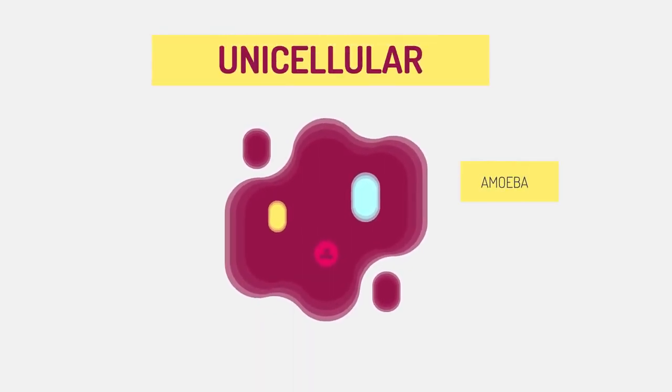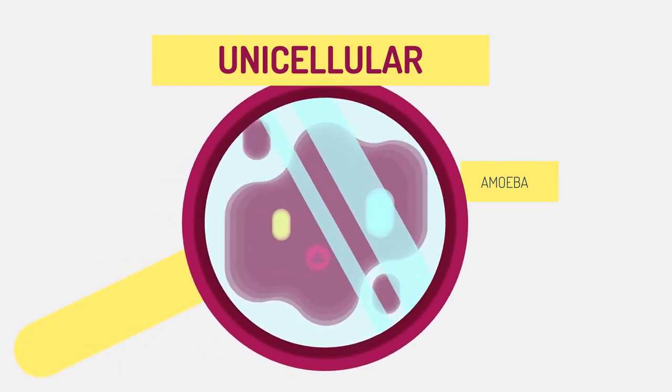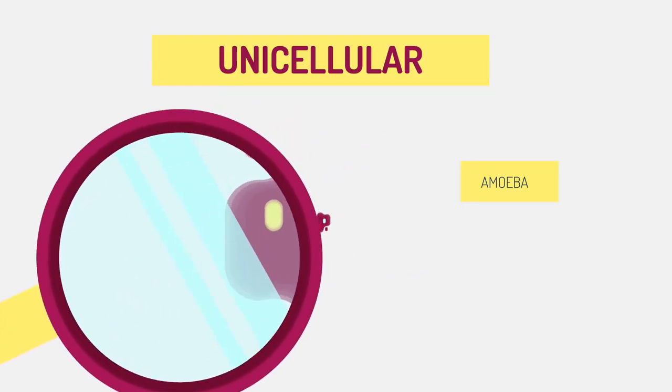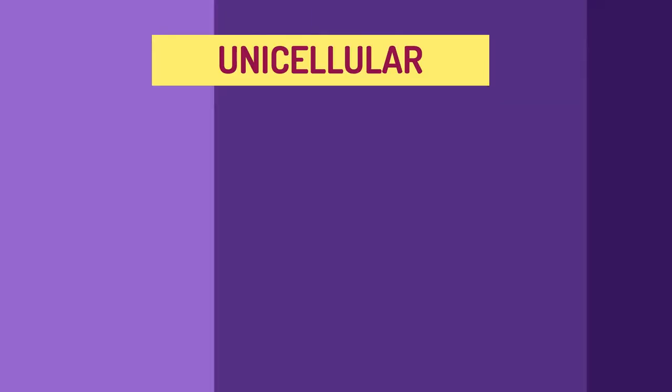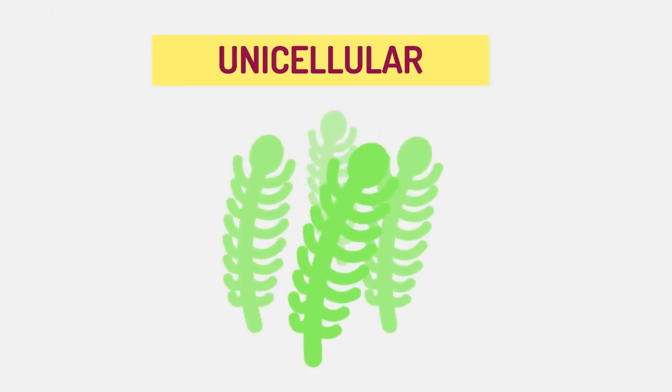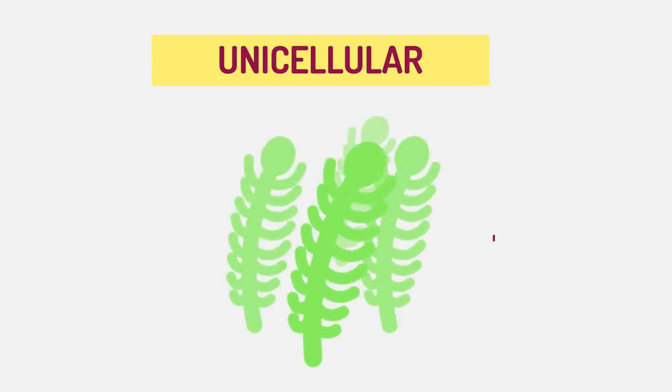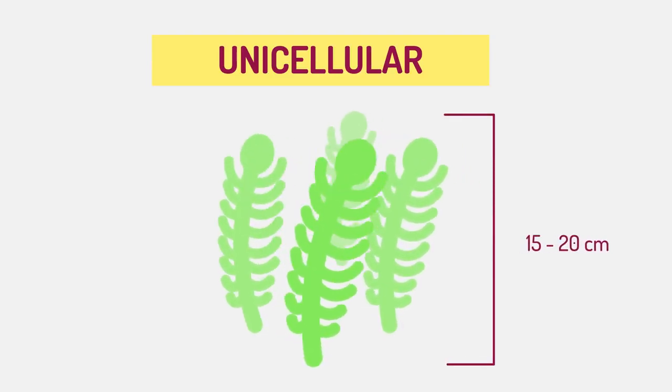Did you know that some organisms exist of just one cell? These simple organisms, like amoeba, are unicellular. They depend on simple diffusion for life. They are usually too small to be visible with the naked eye, like bacteria, and so we need a microscope to see them. But there are some unicellular algae that are about 15 to 20 centimeters in size.